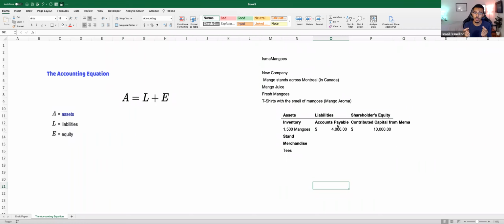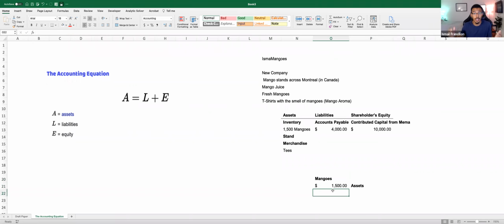So we have 1,500 mangoes, okay? That's our inventory. And we bought those mangoes, all right? So we got inventory. Let's say they're $1 per mango. We got $1,500 worth of mangoes, okay? That's how much mangoes we got. So these are assets. We got $1,500 worth of assets of mangoes, okay? I'll even move this here. So $1,500 worth of mangoes.